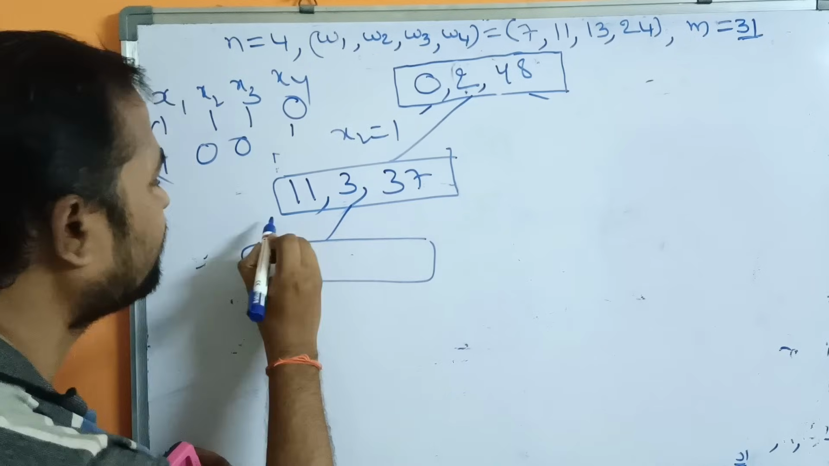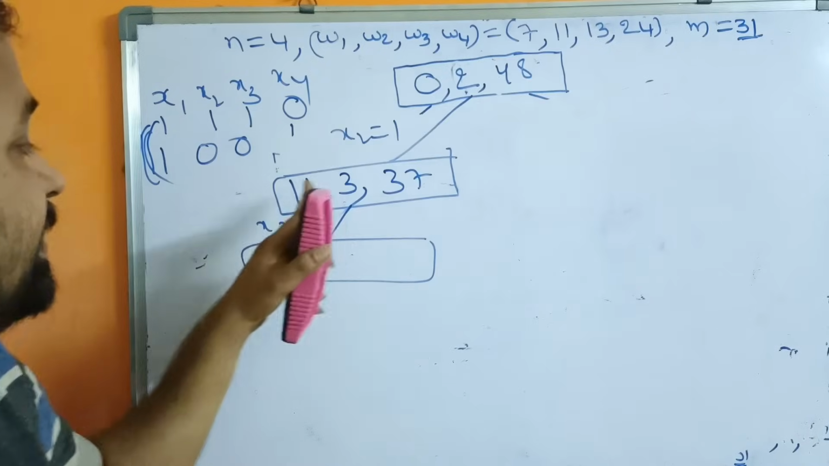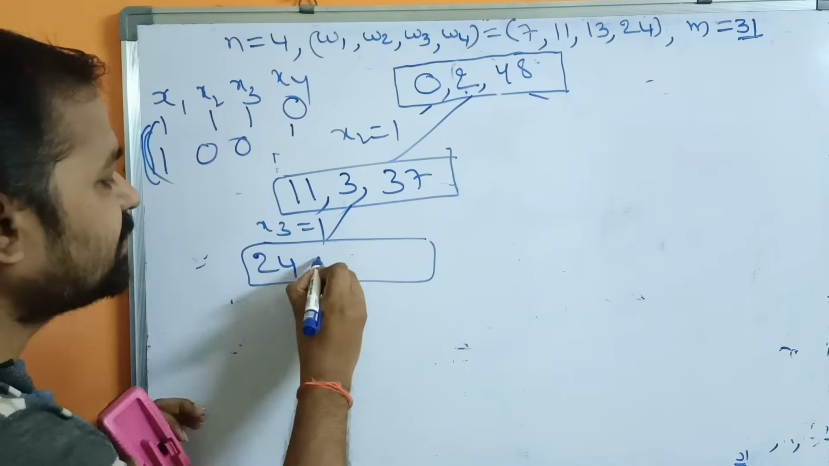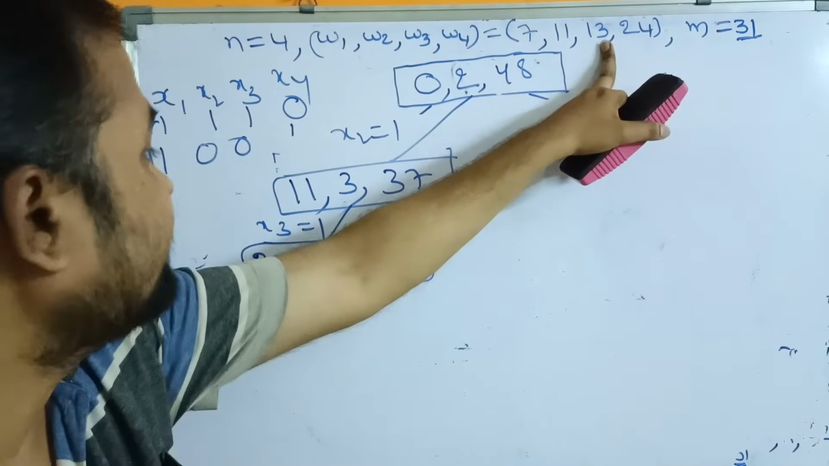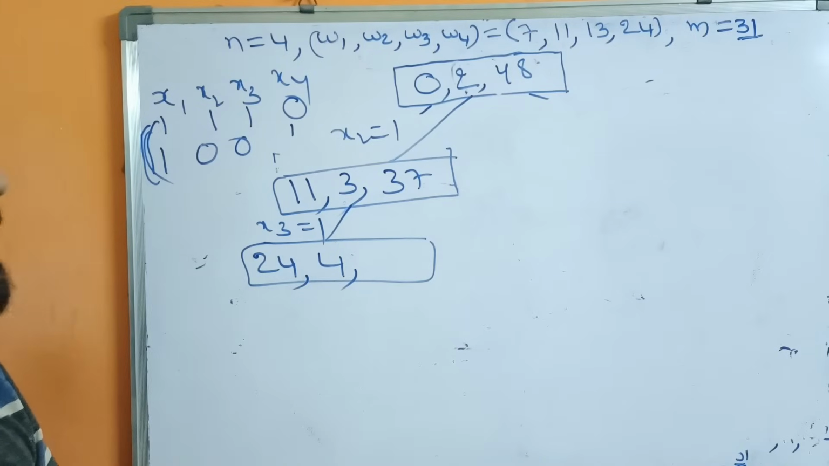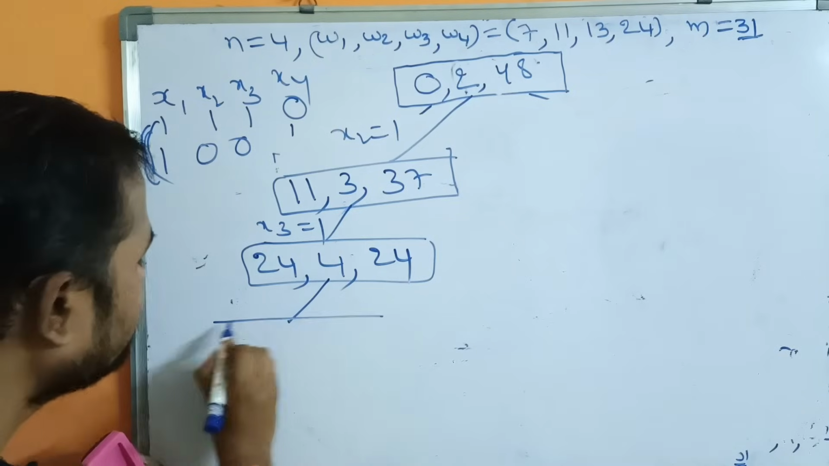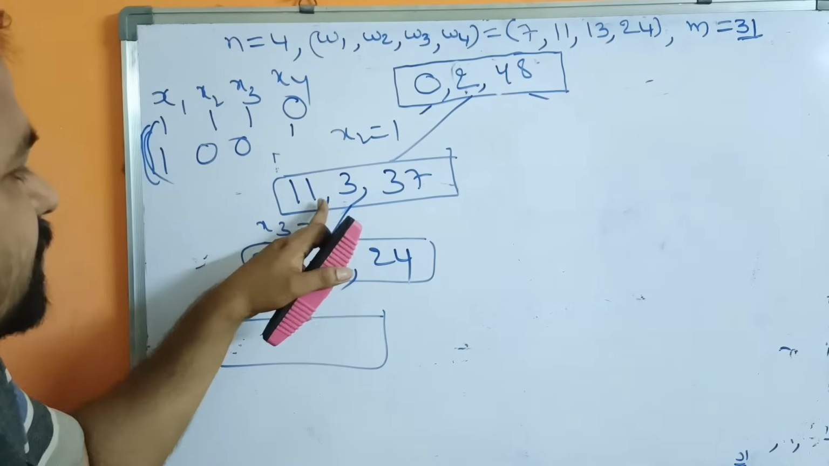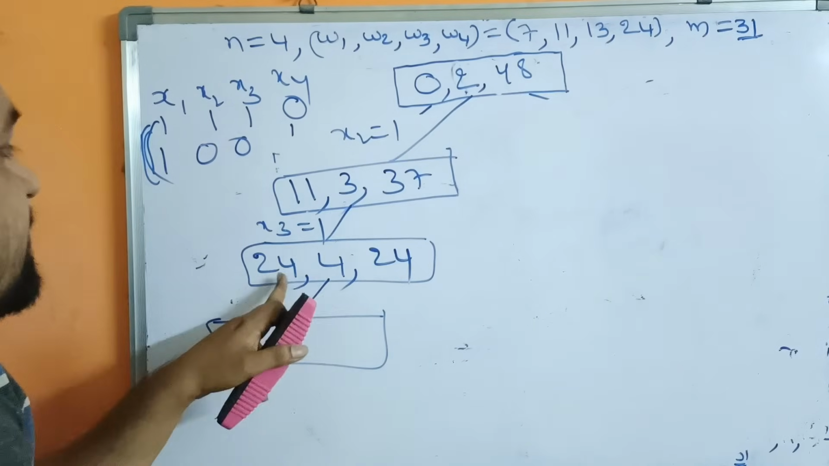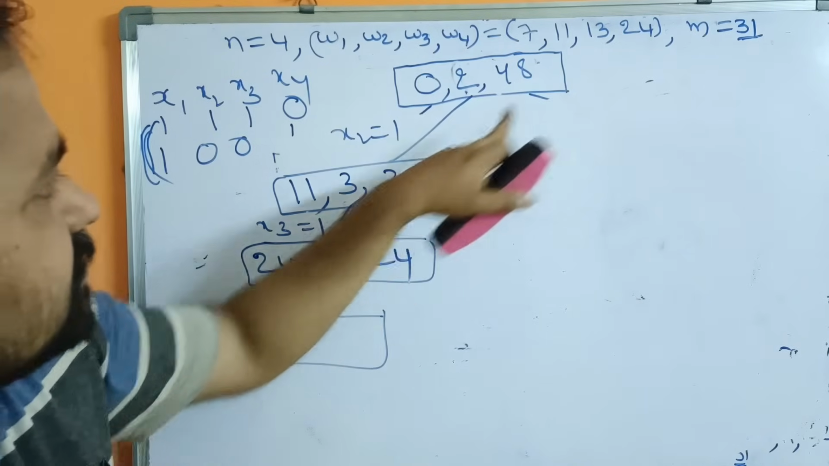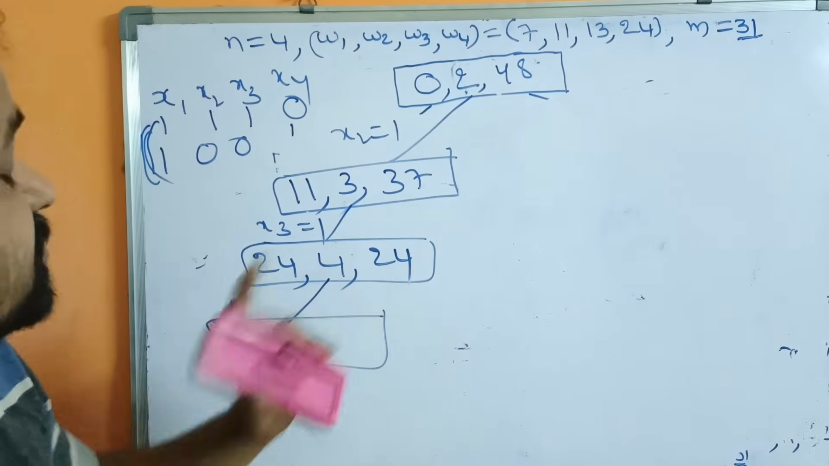So x3 is equal to 1, that means we are considering the third object. What is the third object weight? 13. So 13 plus 11 means 24. Next we have to perform the operation on the fourth object. So 37 minus the third object weight, 13, means 24. Here previously this is the second object, next we are considering the third object. The third object weight is 13, so 13 plus 11 means 24, and 37 minus 13 means 24 only.